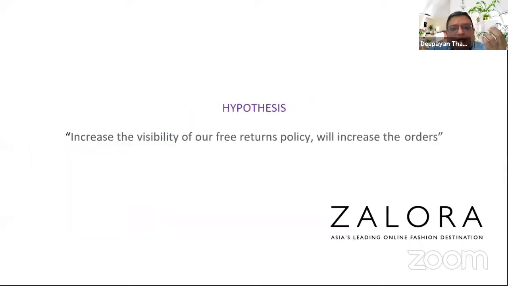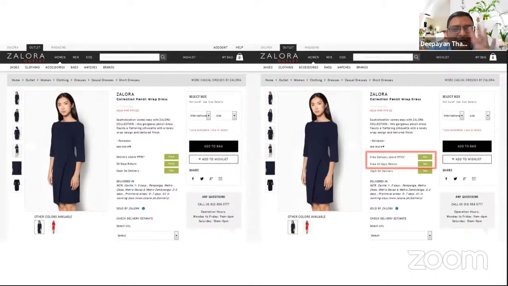So this is the hypothesis they were initially trying to test. They thought that the pre-written policy would increase the number of orders. But the reality was something different. So they came up with an A/B test, with two similar-looking product pages.